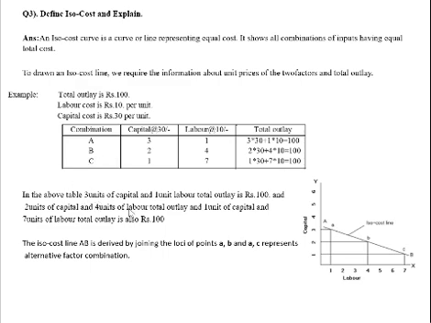In the above table, 3 units of capital and 1 unit of labor total outlay is 100 rupees, and 2 units of capital and 4 units of labor will give you 100 rupees, and 1 unit of capital and 7 units of labor will also give you 100 rupees. You can see the graph here. The isocost line AB is derived by joining the locus points A, B, C, which represent alternative factor combinations. Thank you.